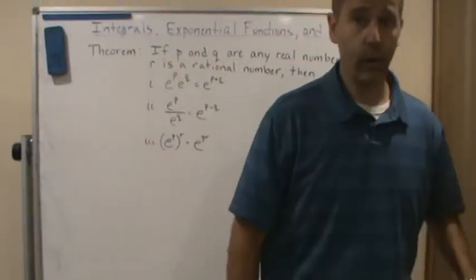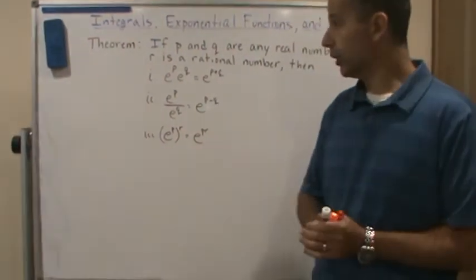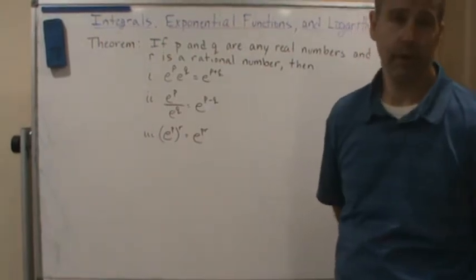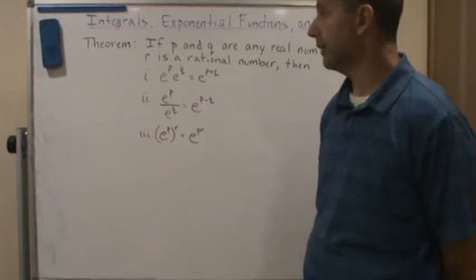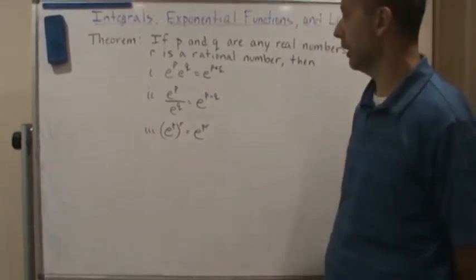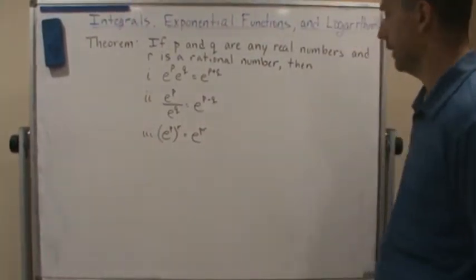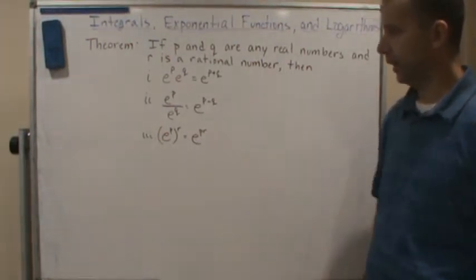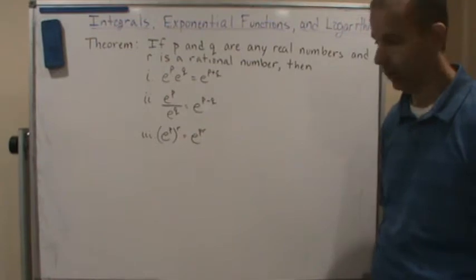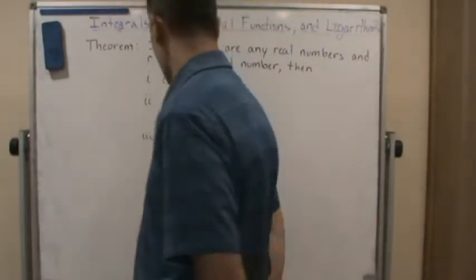Okay, so welcome. In this video we're going to look at the properties of exponentials. Not all of them, but some of the properties here. And in this theorem it says if P and Q are any real numbers and R is a rational number, then these properties hold.